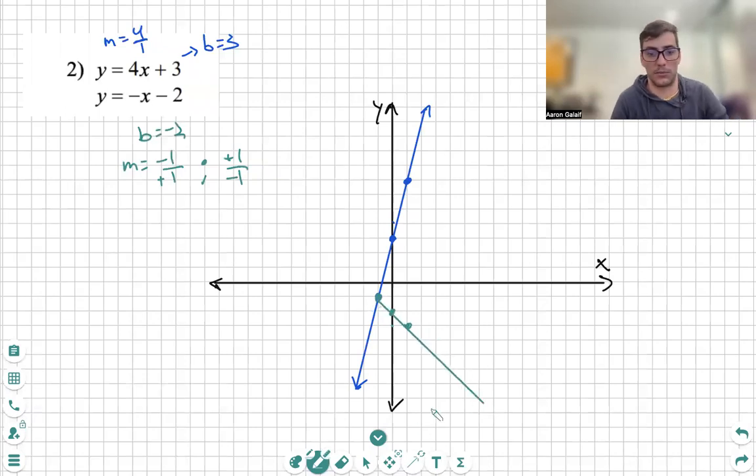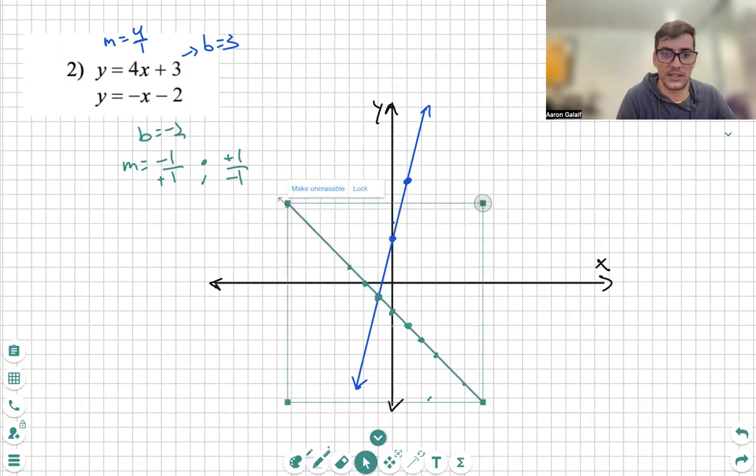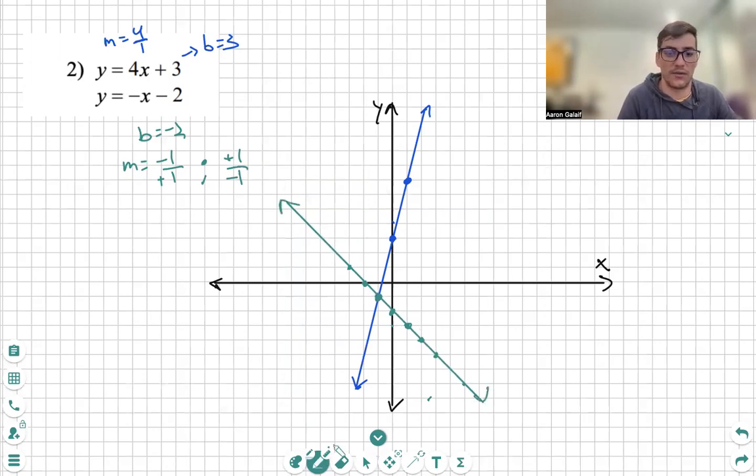Let's draw a couple more points that might make this a little easier to draw the line. Beautiful. And as you can see, as we clean this up, we have our intersection point of, let's highlight it first, our intersection point of -1, -1. So our answer to the system of these equations is -1, -1.